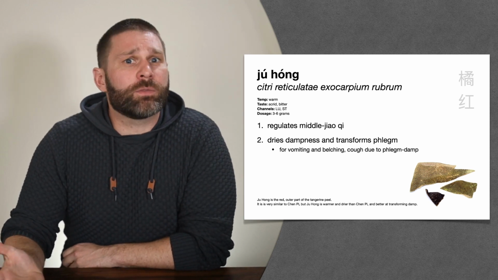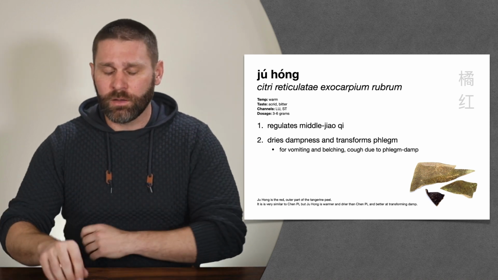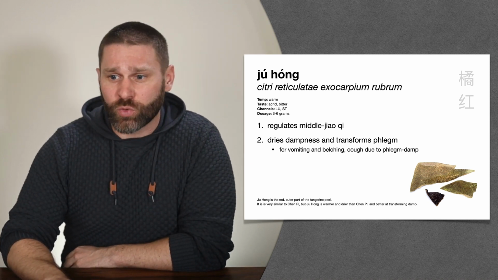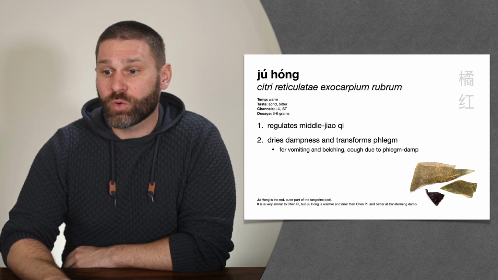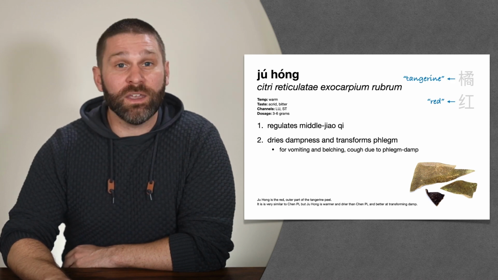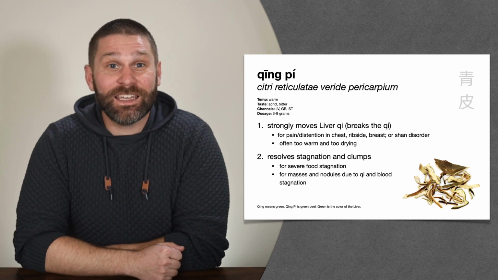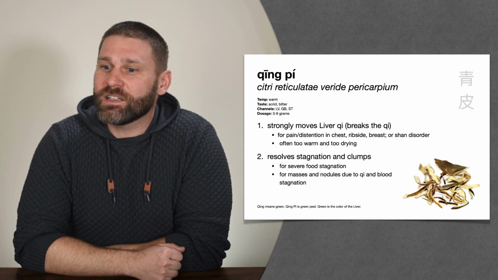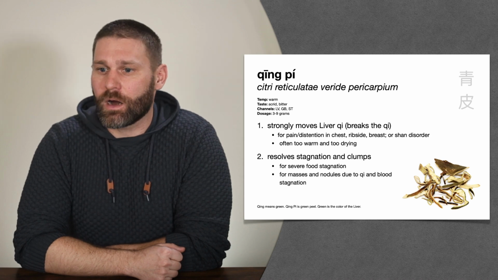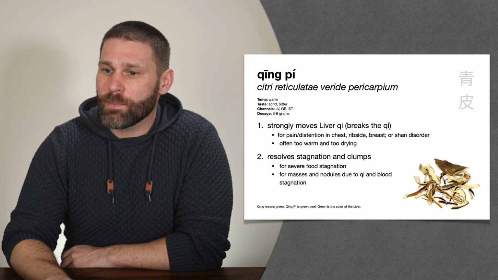But just the difference between these two, they're both from tangerine, but Juhong is the outer red layer, and it's warmer and drier and better at transforming dampness and phlegm, where Chen Pi might be a little bit more moderate. So that's Juhong. The name means tangerine red. After that is Qing Pi, Citri reticulati viride pericarpium.